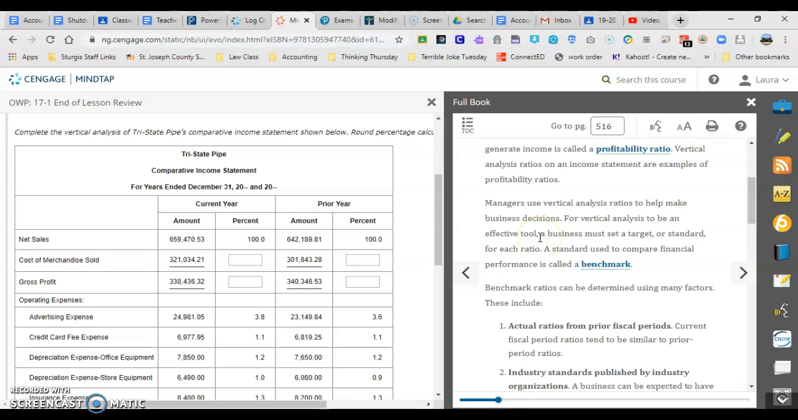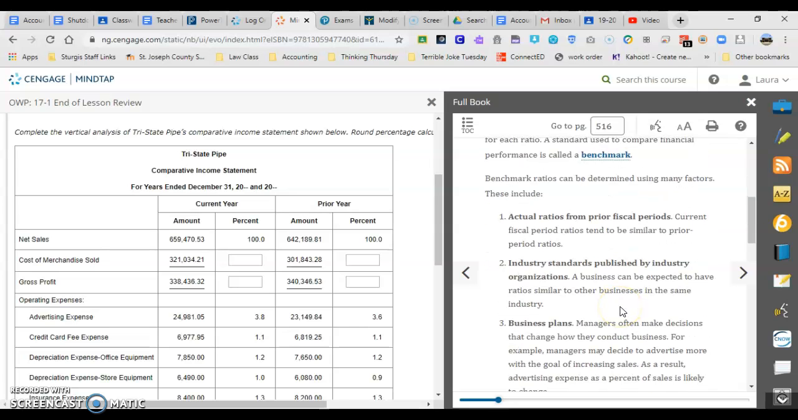A vertical analysis can help you set a target or standard and say, okay, we're going to increase by a certain percent, so you know what percentage you used before. Benchmark means a standard that you set. You need to have a benchmark on where you're at, and you can get benchmarks from various places when you're a business. Like, what do we want to hit? To make a goal, you can get actual ratios. If you're not new in business, meaning you've been in business for a while, you can look at ratios from prior fiscal periods.